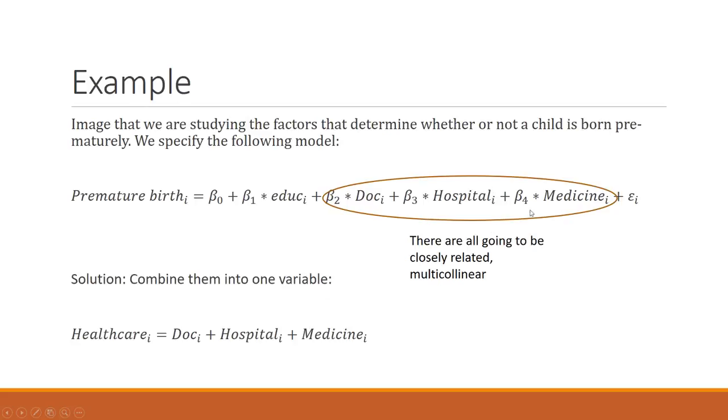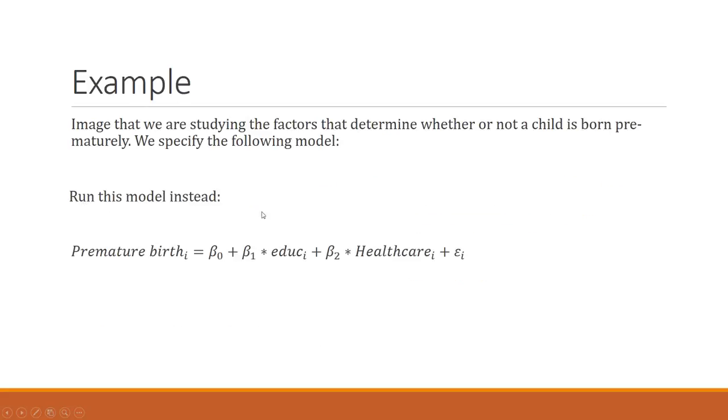Well, then we could solve this multicollinearity problem by combining them into one variable. Why don't we create a variable and call it healthcare? Healthcare is a dummy variable that indicates whether or not you have access to some form of healthcare, and it equals the doctor variable plus the hospital variable plus the medicine variable. And so now we change the model: now it's education plus the healthcare variable. We've combined them, so now we've replaced it.